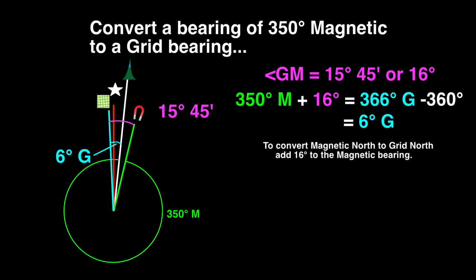To convert magnetic north to grid north, add 16 degrees to the magnetic bearing. To convert grid north to magnetic north, subtract 16 degrees from the grid bearing.